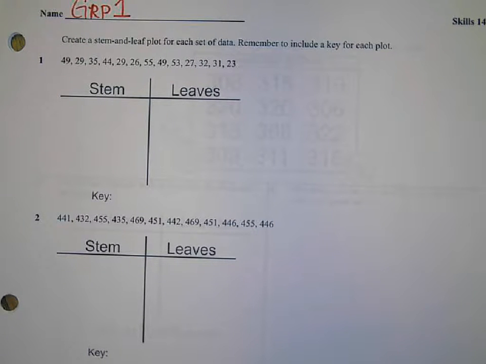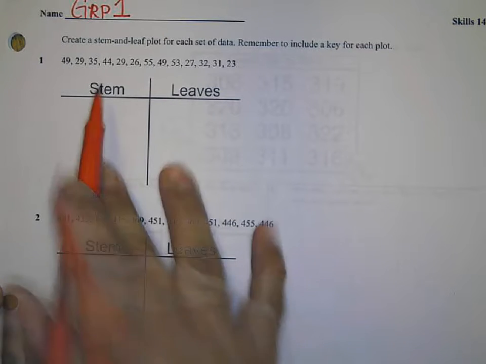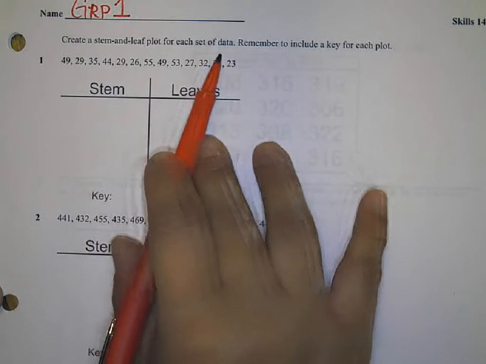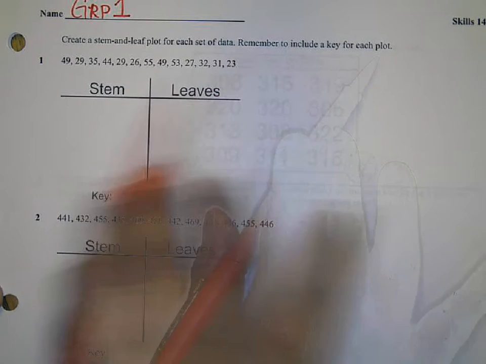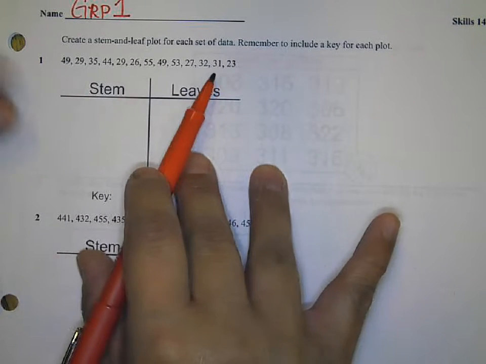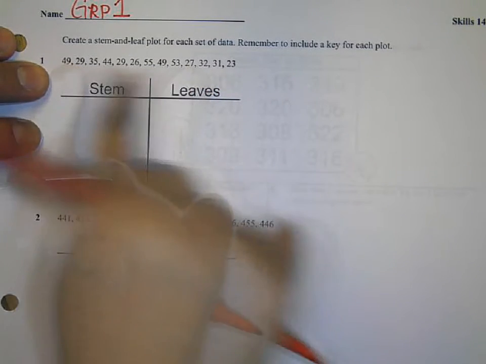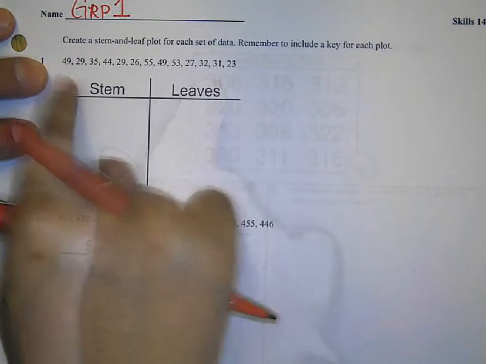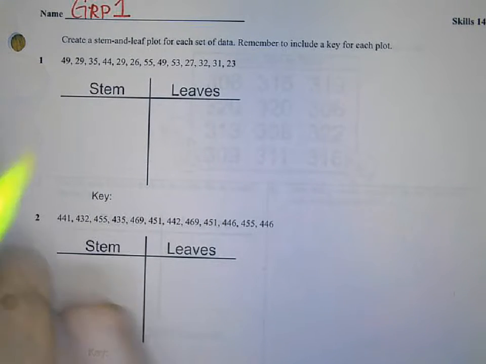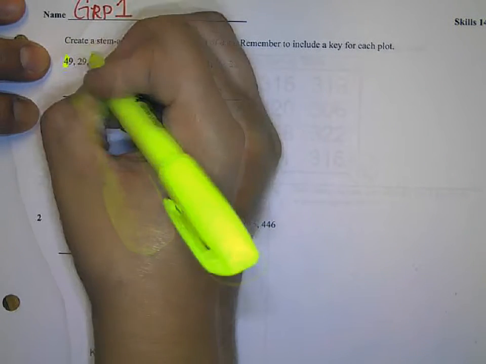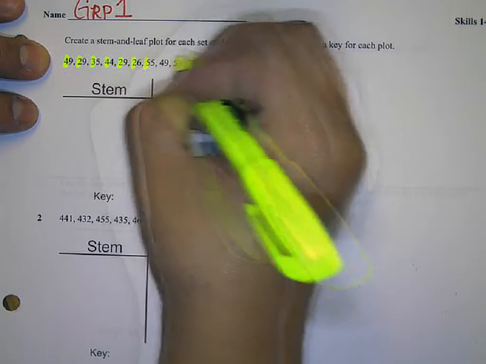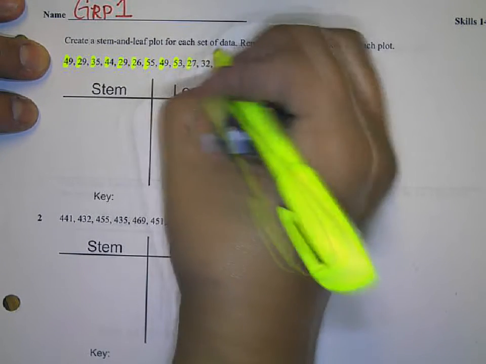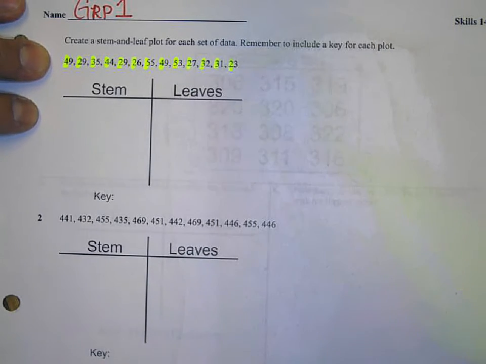Alright, we are working on a stem and leaf on Skills 14, and it says at the very top, create a stem and leaf plot for each set of data. Remember to include a key for each plot. Here's my data. Are these numbers in order? No, they are not. So here's what I'm going to do. I'm going to go through first and determine what my stems are. 4, 2, 3, 4, 2, 2, 5, 4, 5, 2, 3, 3, 1.